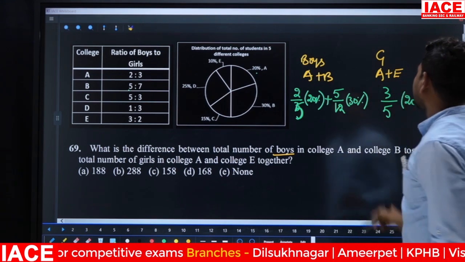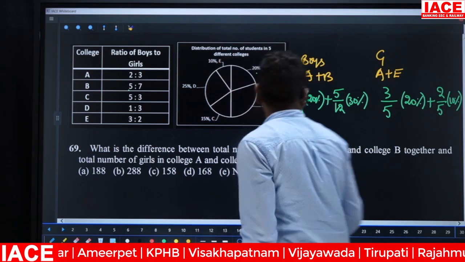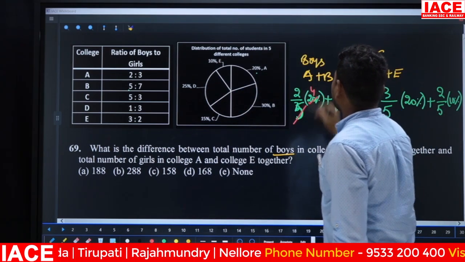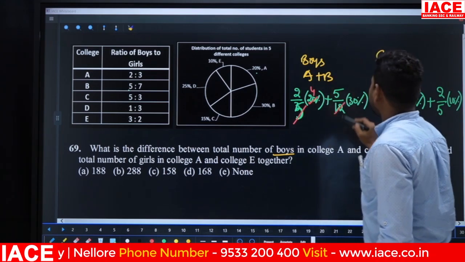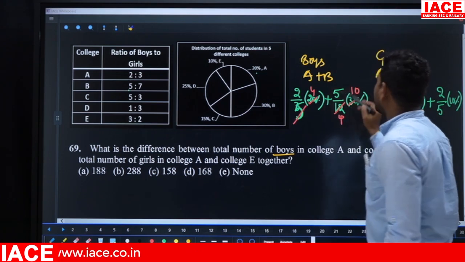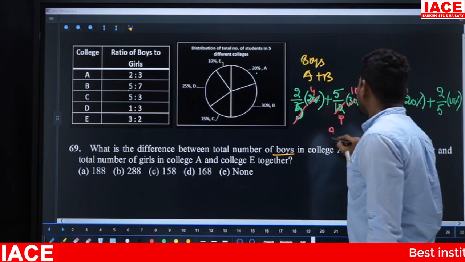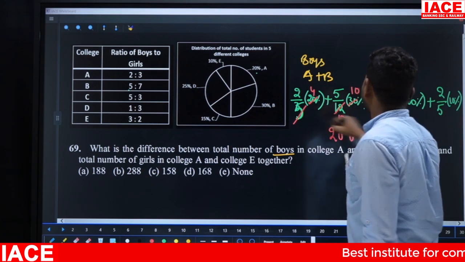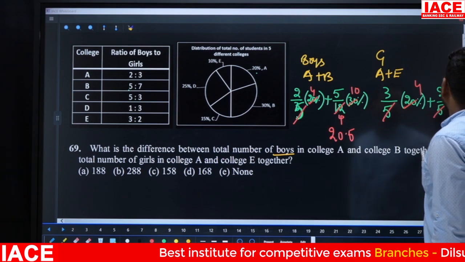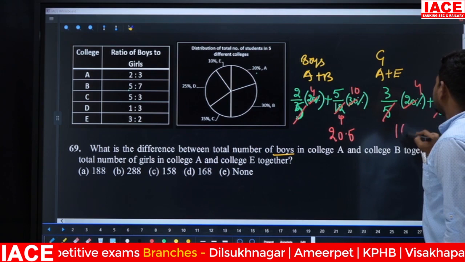So what is the difference? Here to here we need a difference value. First of all we should simplify the values. 5 4s are, 2 4s are value is 8, and 3 10s are, and 3 4s are, and 5 10s are 50. 50 by 4 is 12.5. So 12.5 plus 8 is 20.5. This value is 20.5. And 5 4s are, and 5 2s are, 2 2s are 4, 4 3s are 12. So 12 plus 4 is 16 percentage.